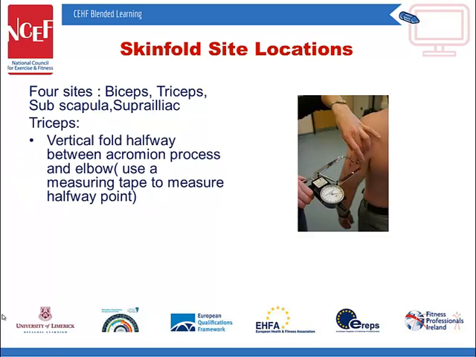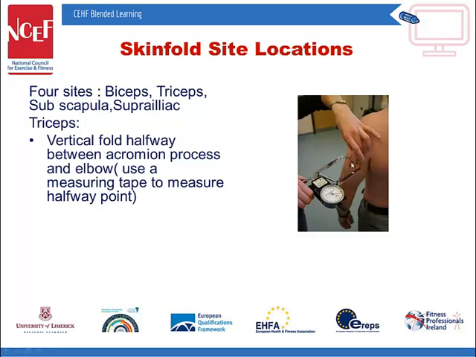So it's a vertical fold, as you can see from the image here, halfway between the acromion process, which is the shoulder, and the elbow. Use a measuring tape to measure the halfway point. So we'd measure between the acromion process, which is here on the shoulder, and the elbow. Put a little mark then on the skin with a biro, and that is your halfway point, and that is where you put the calipers.